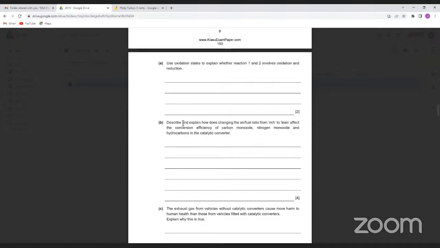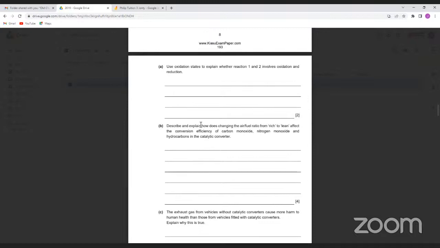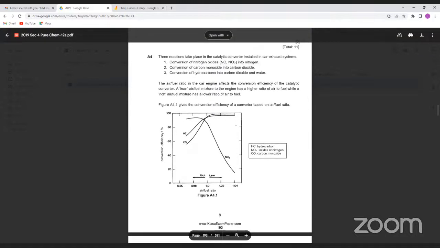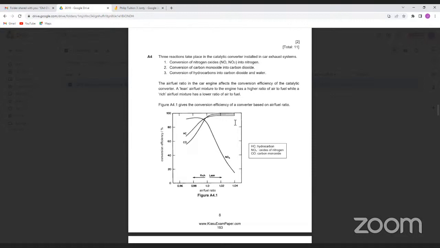Isn't it just because as you go higher, wait, lean, let me check. Lean has a higher ratio of air to fuel. So more air, less fuel, air goes up, fuel goes down. But then that doesn't make sense. Shouldn't there be more nitrogen oxide? Oh wait, no, that means it will convert less.